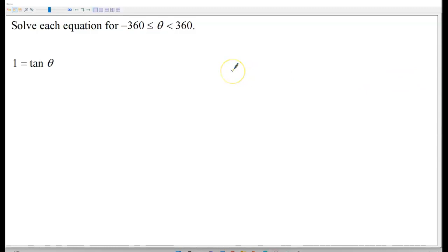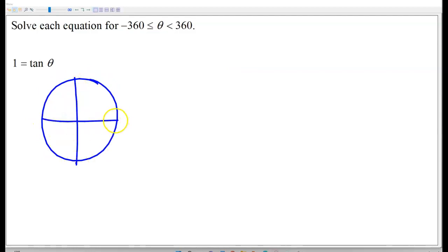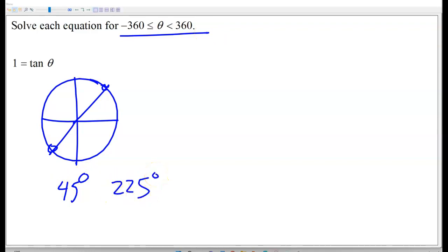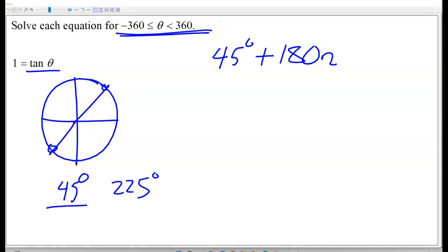So the first thing I want to do is find, where does tangent equal 1? Well, tangent equals 1 in 2 locations. That would be here and here. Since we're doing degrees, it looks like that's going to be 45 degrees, and it's also going to be 225 degrees. Now, to turn this into a general solution, since it's tangent, I only need one of these, so I'm going to pick the 45 degree option, and I'm going to add to it 180n. Now, that's not my answer, but I'm going to use that to generate as many answers as I want on the interval between negative 360 and 360.